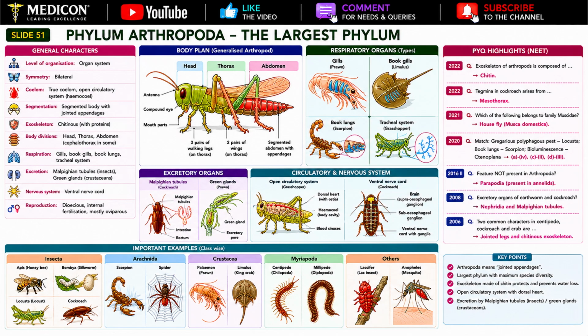Arthropod means jointed appendages, the largest phylum with the maximum species diversity. Exoskeleton made of chitin protects and prevents water loss. Open circulatory system with dorsal heart. Excretion is by Malpighian tubules in insects, and green glands are present in the crustaceans.